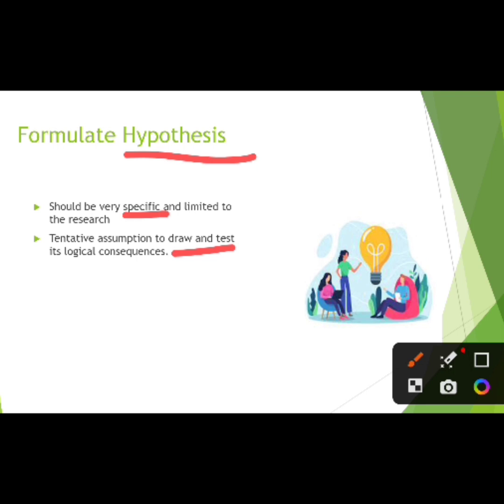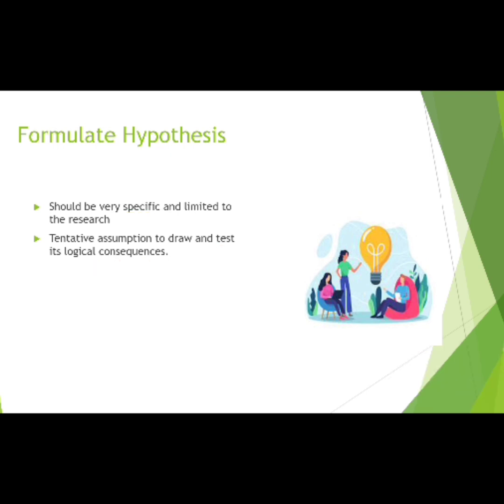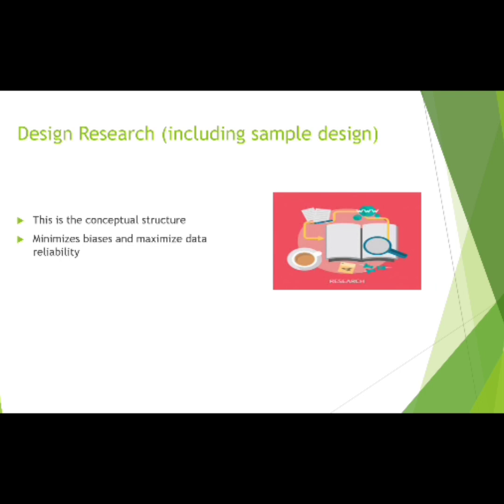Okay, this is the tentative assumption, so that we can assume that this will be the result, and we should go according to that. If we know that we have to go to London, then we know this is the route and this is the process we have to go through. So, logical consequences.